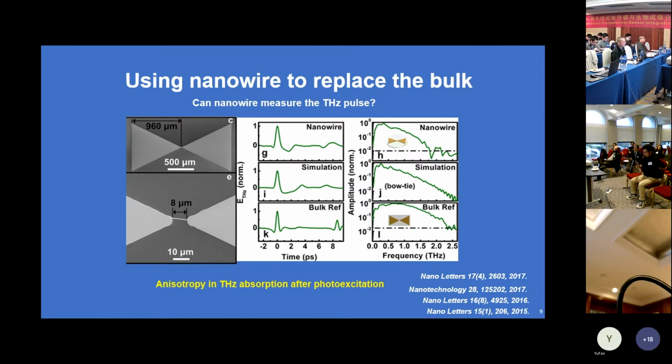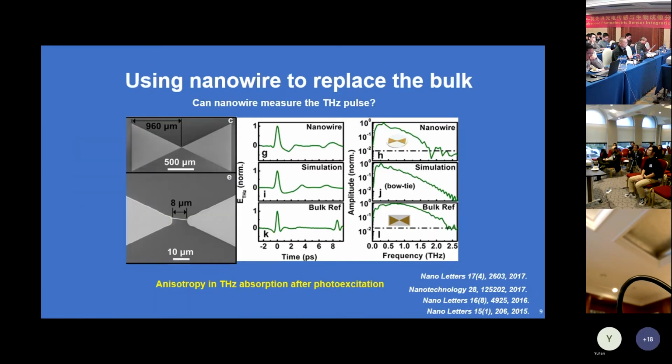And our group has worked in this field for years, since I was a PhD student. We have successfully demonstrated using a single nanowire to detect the terahertz pulse with a broadband response, as shown here. If you are interested, you can look into the paper shown at the bottom right.